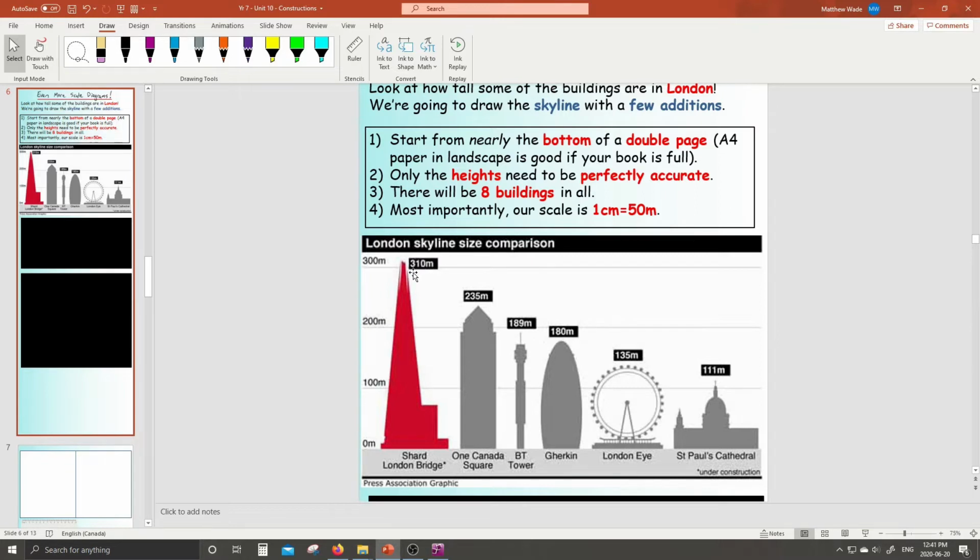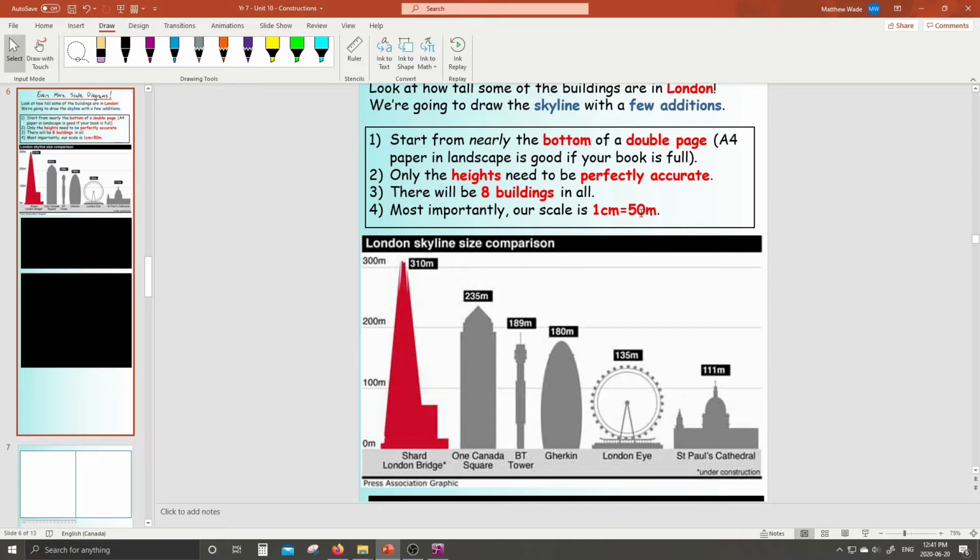If the building was 310 meters and we're using the scale that 1 centimeter is 50 meters, what would we have to do? Well, if you said you have to divide it by 50, because if it's given in meters, we want to go to centimeters, and 1 centimeter is worth 50 meters, what we have to do is divide by 50 to get how many centimeters we need to draw.